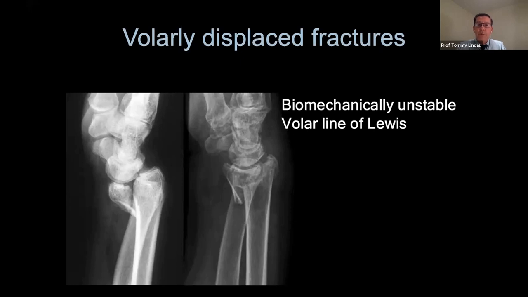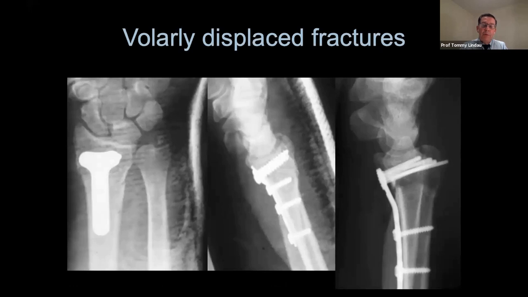And because all the forces here are on the palmar aspect with your flexion and so on, these need to be fixed. The principle many, many years ago was a standard AO plate that was pre-bent for the volar lip. Nowadays, volar locking plates have taken over, but very few people discuss and debate the treatment of these volarly displaced fractures.